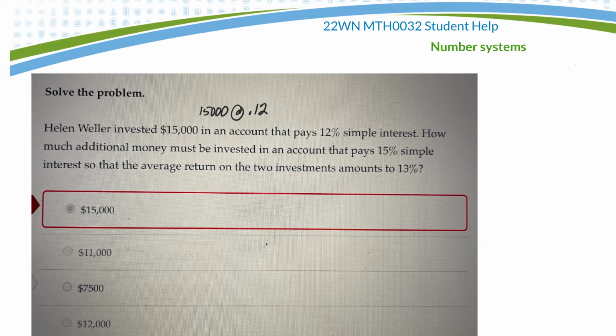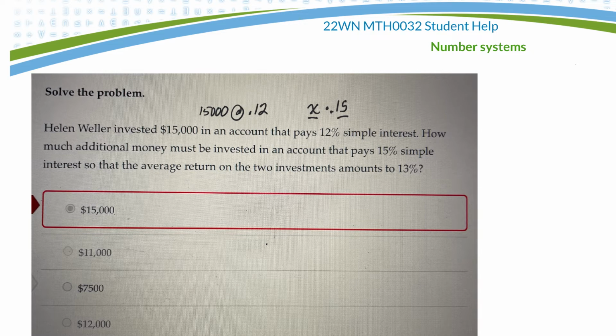So I have another amount, and I don't know how much it is, so let's put X, and I'm multiplying that by 15%. That would tell me how much money I would make at those different interest rates. Then they say how much additional money at 15% must be invested so that the average return on the two investments amounts to 13%.